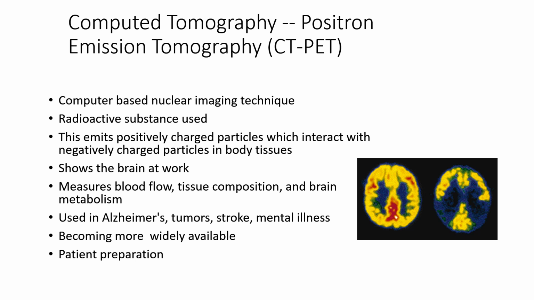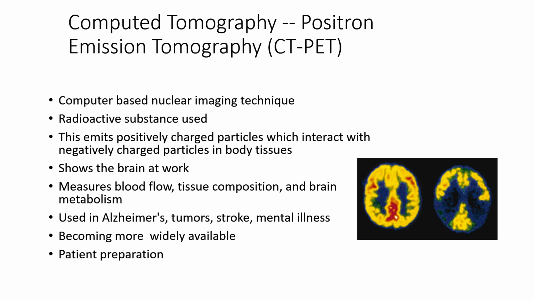Remember, the brain is one of the most metabolically active organs. It consumes about 80% of our body's glucose. So the PET scan is going to measure the activity of this radioactive substance taking up the glucose and detecting changes in the areas where the glucose has not been utilized properly. It can measure blood flow, tissue composition, and brain metabolism.